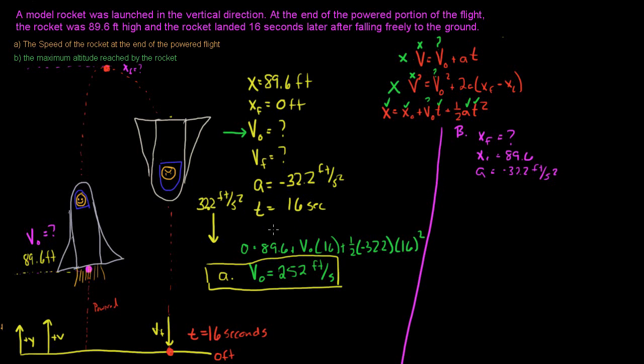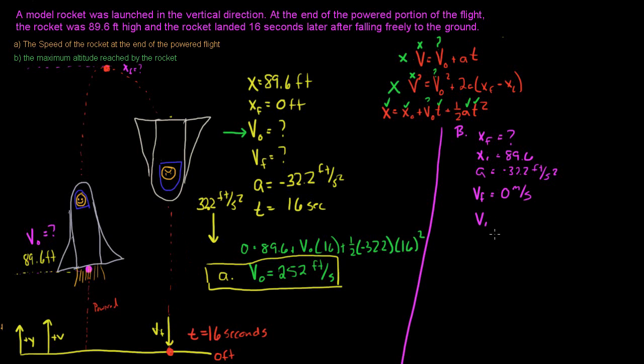Our time, we don't have a time. We only know the time it takes for this entire flight. We don't know the time it takes to get to a maximum altitude, so our time is unknown. Our final velocity, which is right here, is actually known. Once the rocket ship reaches a maximum altitude, it's not going higher anymore, and it hasn't started to go down anymore. So our final velocity is 0 meters per second.